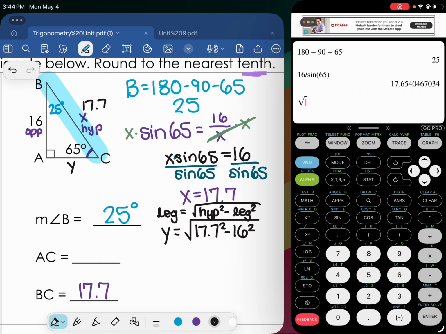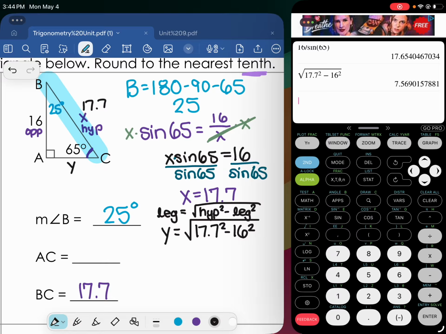So I'm going to type in my square root, 17.7 squared minus 16 squared. The reason I would do this all in one step is because 17.7 squared is obviously going to be a decimal. I don't want to have to remember that decimal and get it typed in correctly, so I'm just typing it all in like that. That's 7.56, so I would just call that 7.6.